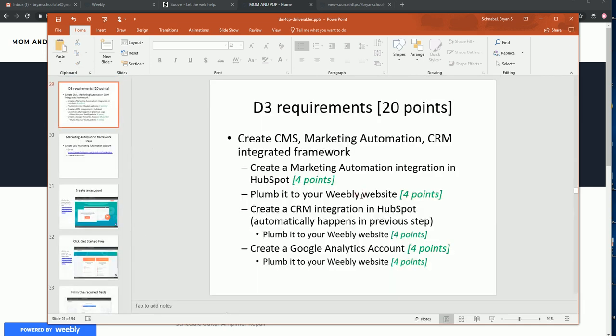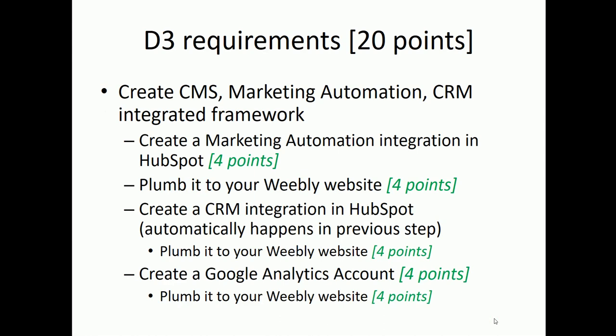We're going to require that you create marketing automation using HubSpot, that you plumb it to your Weebly site, that you create a CRM using HubSpot, and that you plumb it to your Weebly site, that you create a Google Analytics account, and you plumb it to your Weebly site. So then, if we just look real quickly at the steps that we'll take, I'm not going to demonstrate them now, but I'll just show you the steps. I'll do a demonstration in a follow-on video.